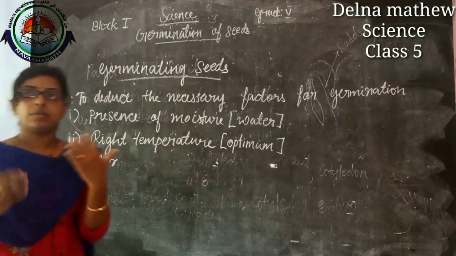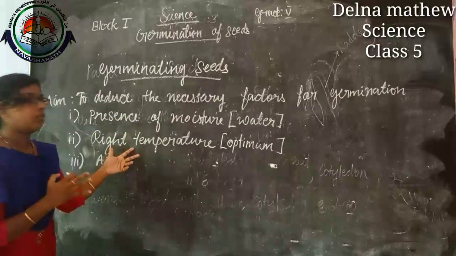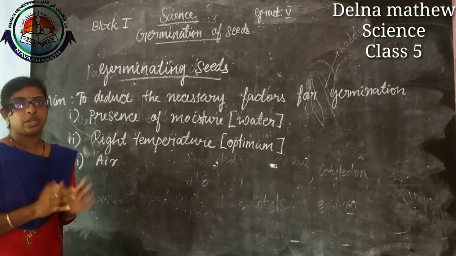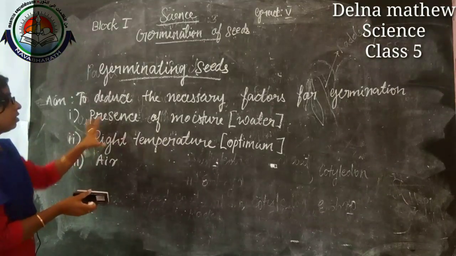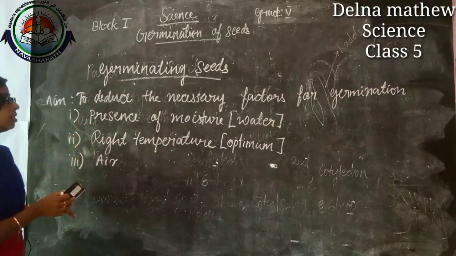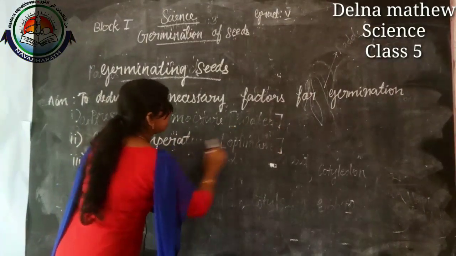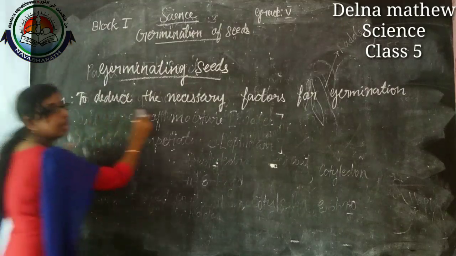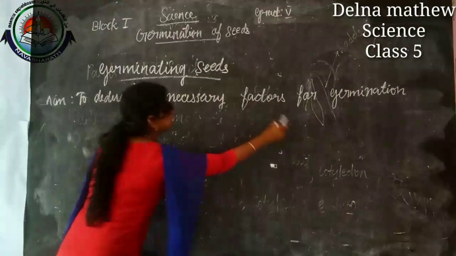Now we can discuss whether the absence of any one of these factors allows the seed to germinate or not. That is what we are going to discuss now. These are the three essential conditions for the seed to germinate, and we can discuss them in detail with an activity. For that activity, I will ask the questions and you have to write the answers. Some conditions I will tell.